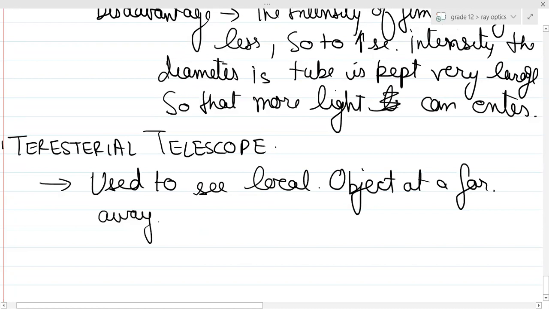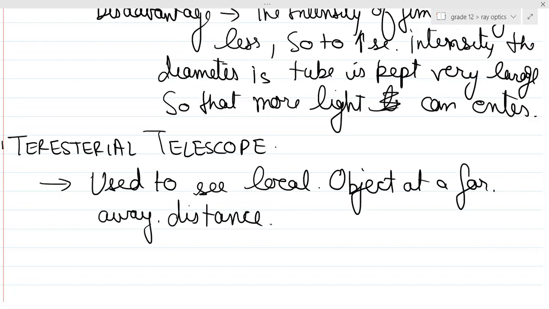Please remember, guys, if you want to look into your neighbor's house, to see what exactly they are doing, you won't be using an astronomical telescope, right? Because that distance is not that far away. So in spite of using an astronomical telescope, use a terrestrial telescope. What is the difference between a terrestrial telescope and an astronomical telescope?